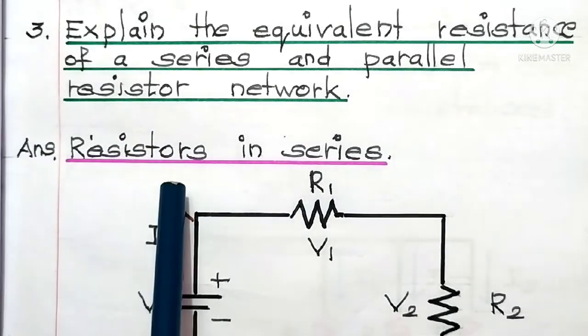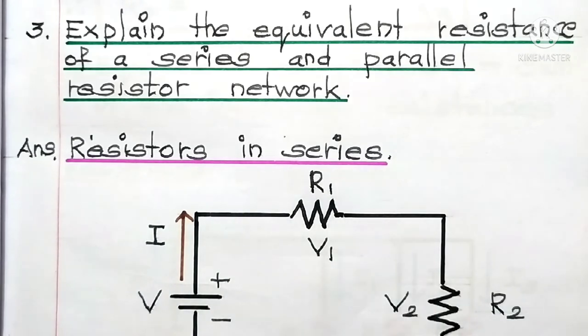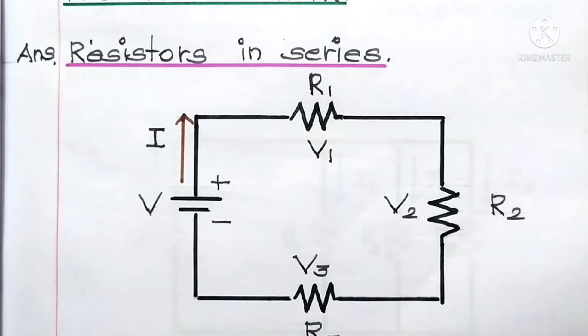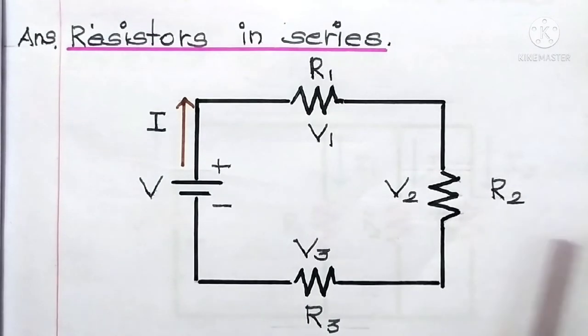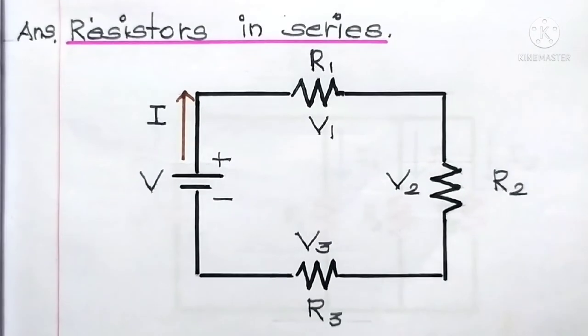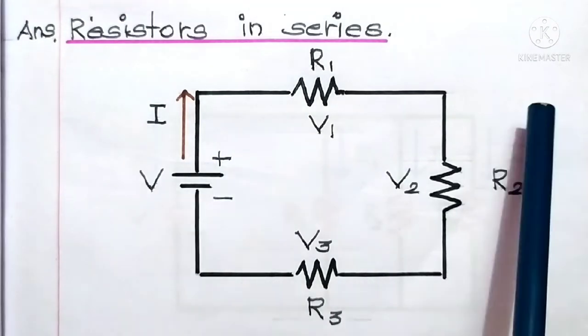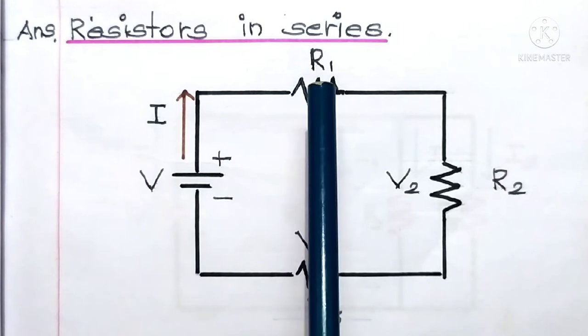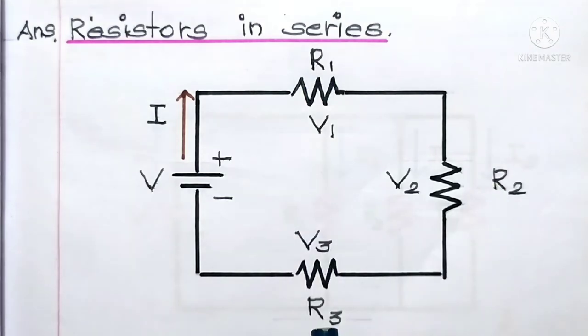Answer: resistors in series. Here comes the diagram. We need to draw a neat diagram first. In this diagram, the resistances R1, R2 and R3 are connected end to end. In other words, they are in a series connection.